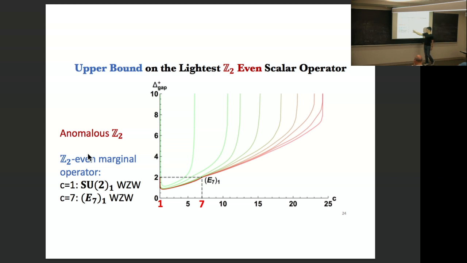And in that case, you can ask, what is the scaling dimension 2 operator? Well, that's just the J J-bar, the current bilinear of dimension 2. So that's a marginal operator. In this case, it's an SU(2) at level 1. There's also a center Z2 that's anomalous. And again, the marginal operator is the dimension 2 J J-bar operator.